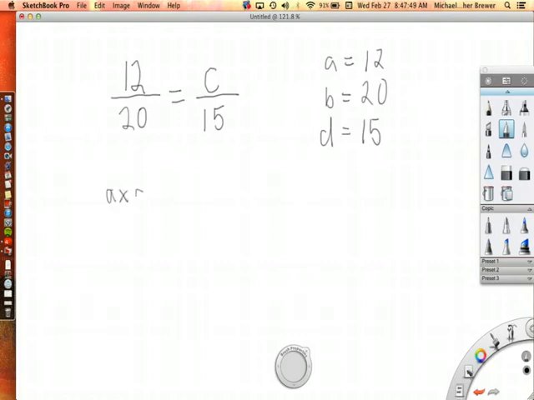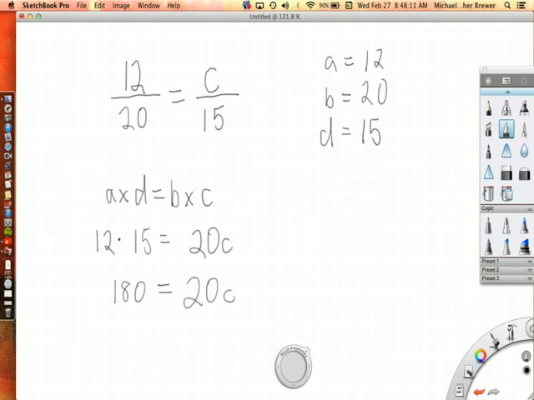A times D equals B times C, where A was 12, D was 15, and it's equal to B is 20, C. So we solve this side first. 12 times 15 is 180. 180 is equal to 20C. I can isolate C by dividing both sides by 20. That's going to cancel out. C equals 180 divided by 20. C equals 9.